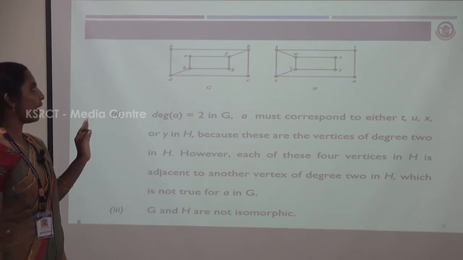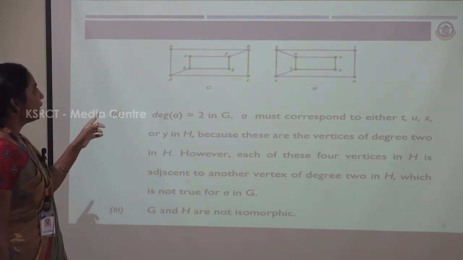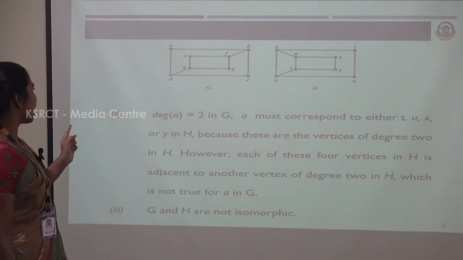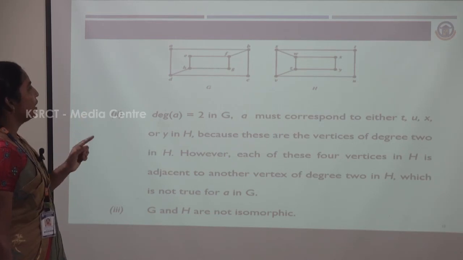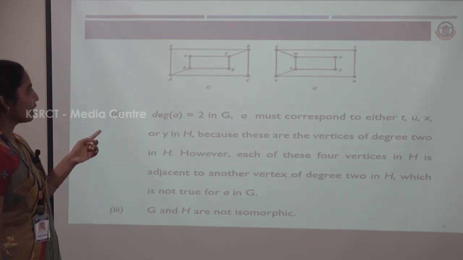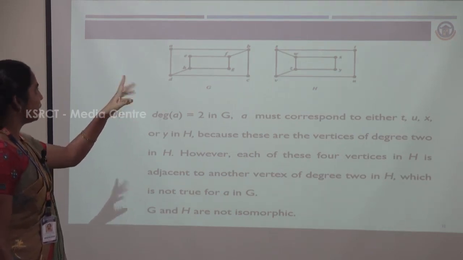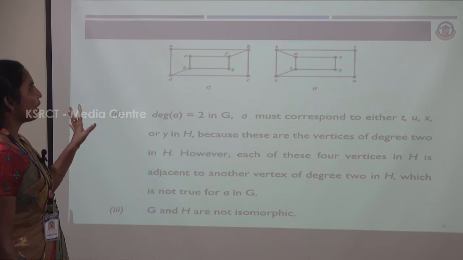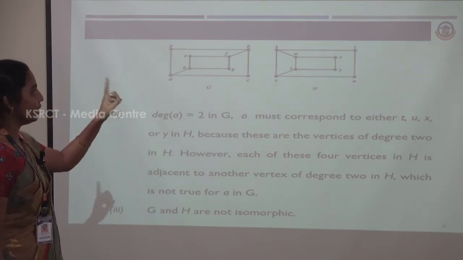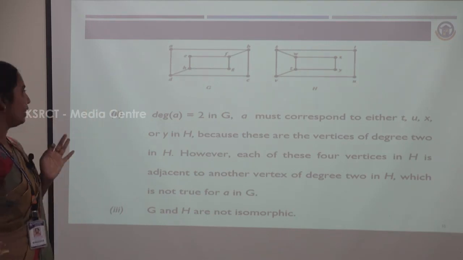Here, in graph G, the degree of A is 2. A must correspond to either T, U, X or Y in H. Let us see the H graph, because these are the vertices of degree 2. In the H graph, only U, T, X, Y have degree 2. So A must correspond to T or U or X or Y. Now let us check that.